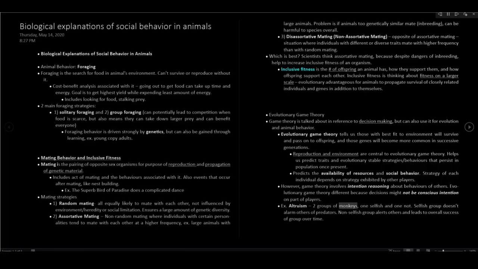Altruism: consider two groups of monkeys, one selfish and one not. The selfish group doesn't alarm others of predators. The non-selfish group alerts others, which leads to the overall success of the group over time.